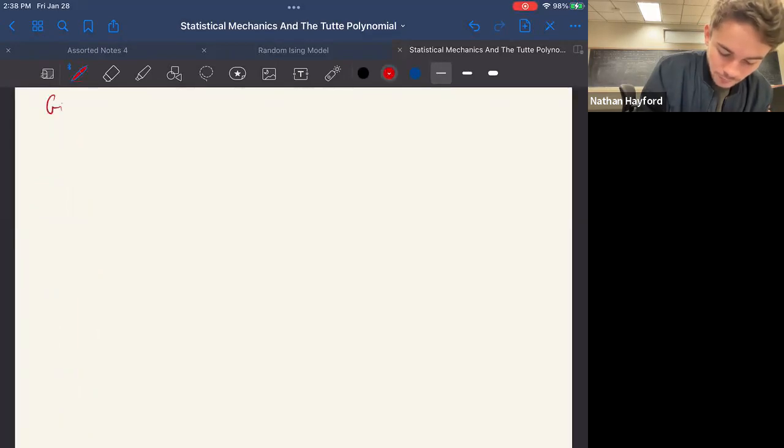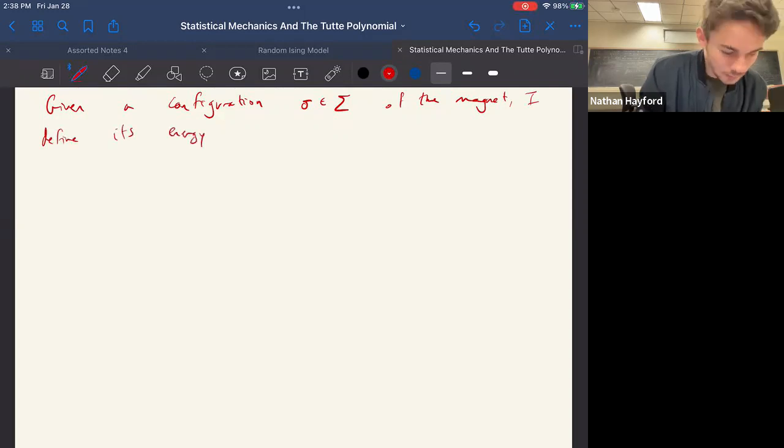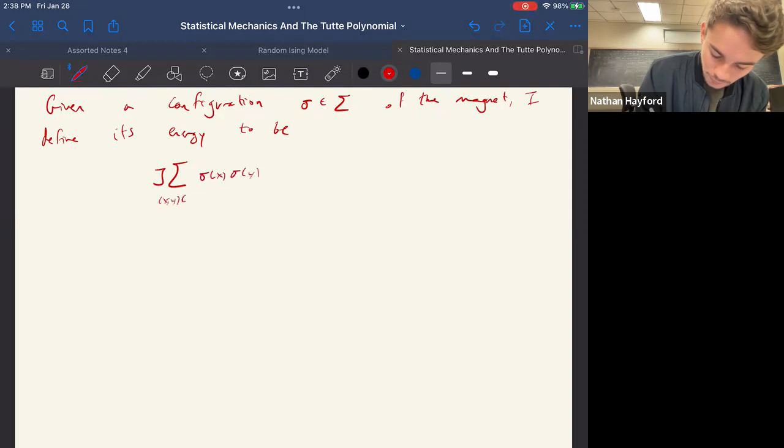So given a configuration sigma of the magnet, I define its energy to be the sum, with interaction strength, of sigma of x times sigma of y over all edges in the graph, with a minus sign. E of sigma. And I'll say another word about this in a second.